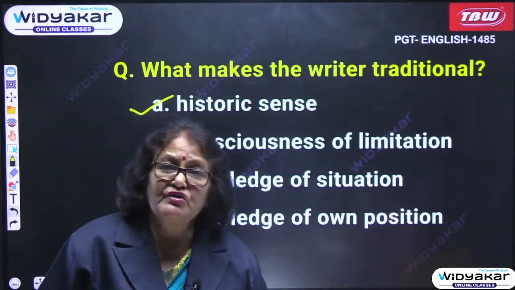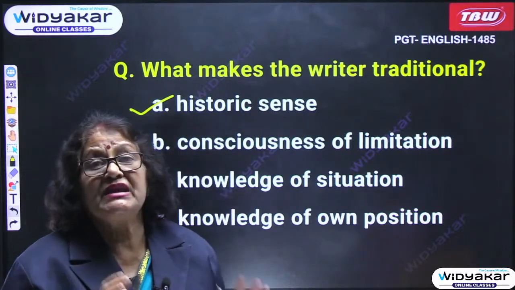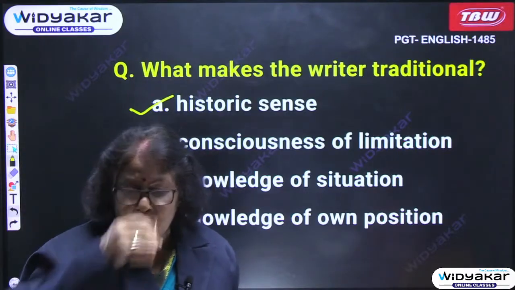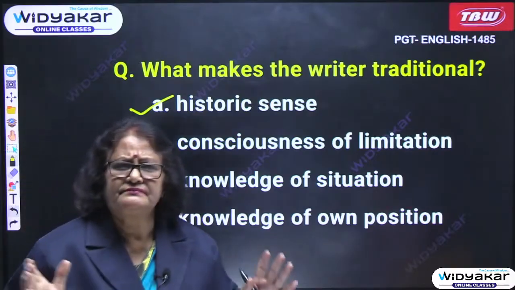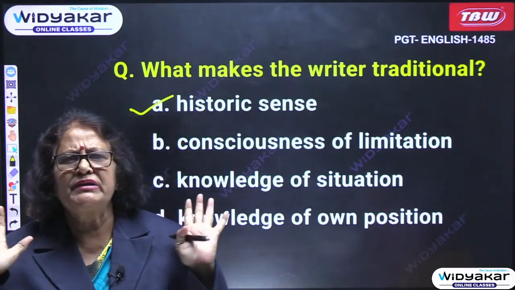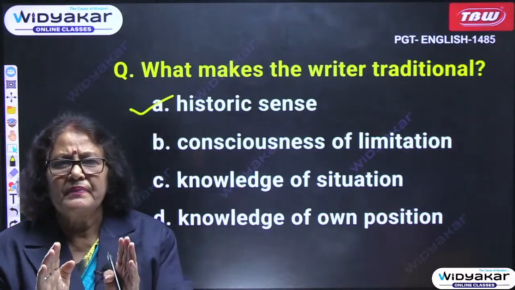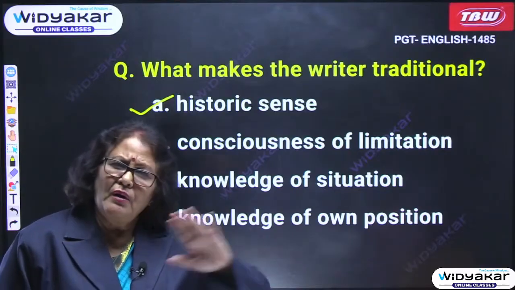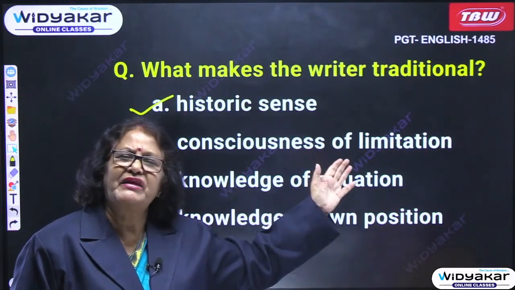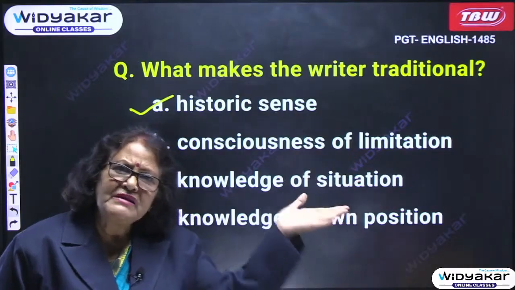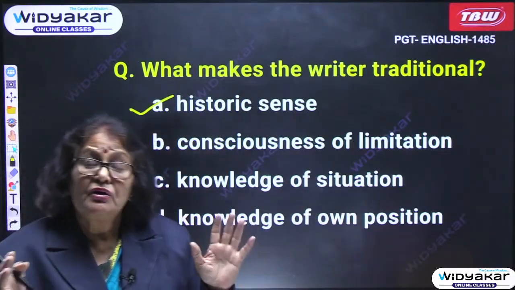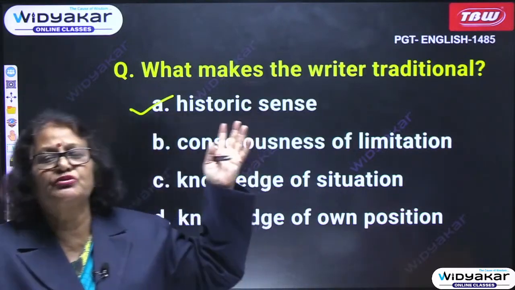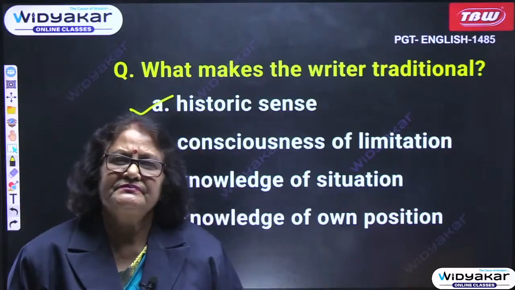In Tradition and the Individual Talent, what does Eliot try to say? Eliot says, no artist can stand alone. He cannot stand alone. Whatever he is writing, the past writers, the ancient writers, their influence falls upon it, knowingly or unknowingly, unwittingly. Whatever you have read earlier is in your mind.